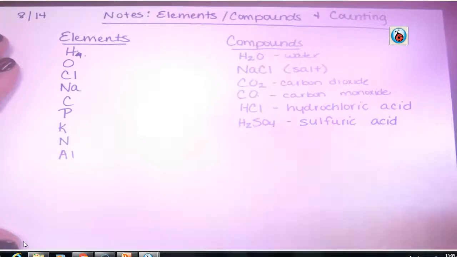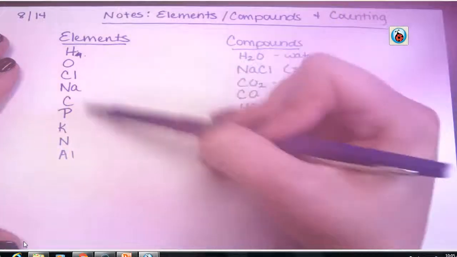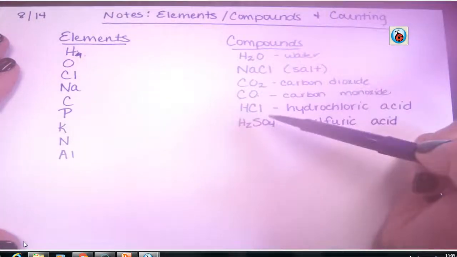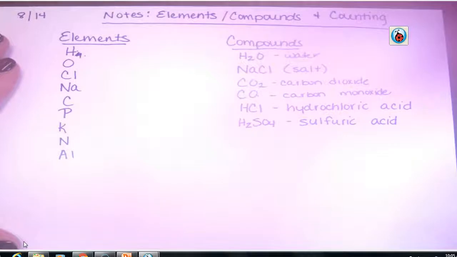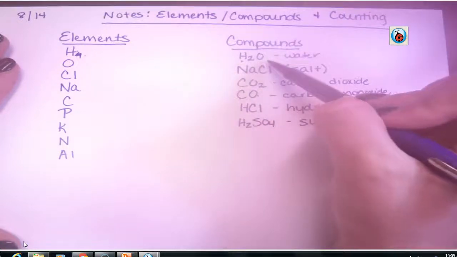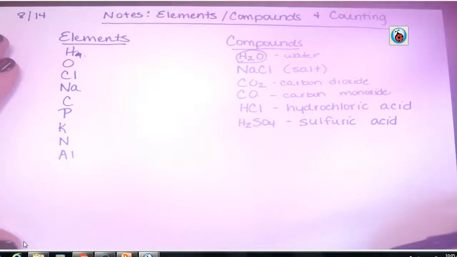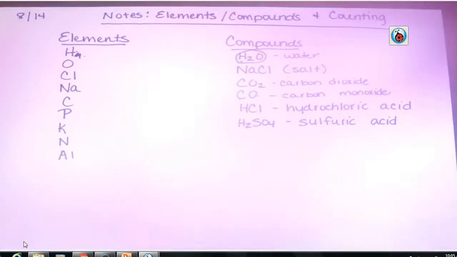Okay, so here you have a list of elements. Here you have a list of compounds. Elements are by themselves. Compounds are 2 or more elements that are chemically combined. You can't separate them. In other words, hydrogen is a gas, oxygen is a gas, but when they're chemically combined like this, it's actually a liquid. It has its very own set of properties.